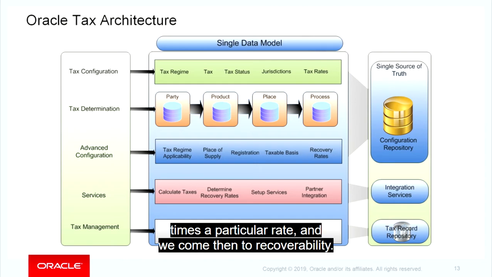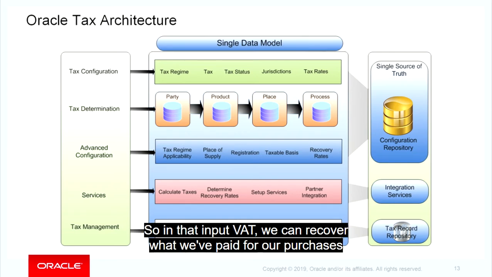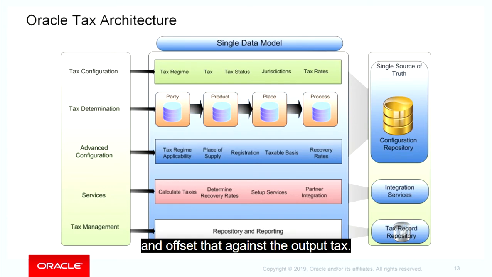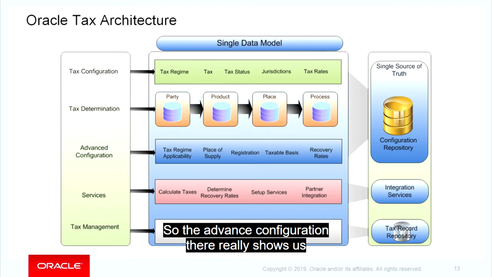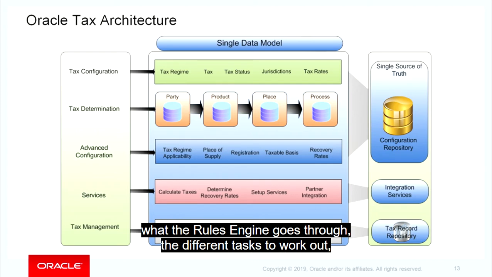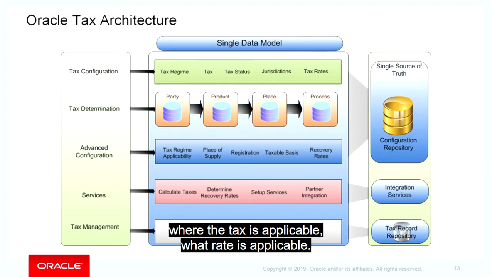And we come then to recoverability. In a VAT system, normally there's a recoverable. So in that input VAT, we can recover what we've paid for our purchases and offset that against the output tax. That's normally the last thing that is calculated. So the advanced configuration there really shows us what the rules engine goes through, the different tasks to work out whether tax is applicable, what rate is applicable.